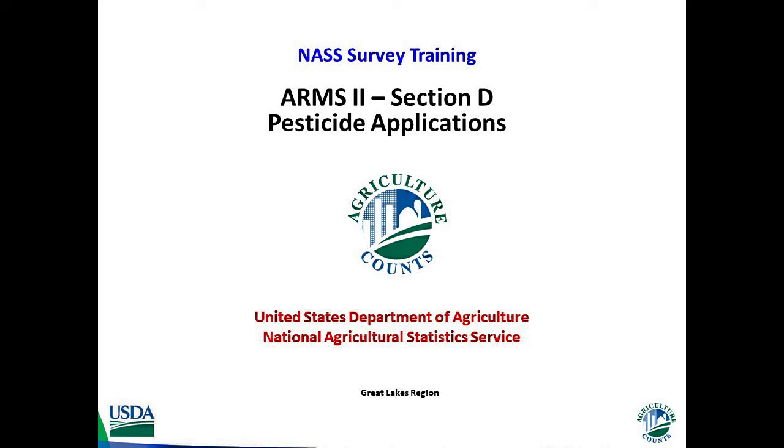In this presentation, we're going to talk about how to fill out the pesticide applications table in Section D of the ARMS Phase 2 Production Practices Report. USDA is responsible for publishing estimates of pesticide use in crop production. NASS collects these data so that issues related to food safety, water quality, and pesticide cancellation can be evaluated.